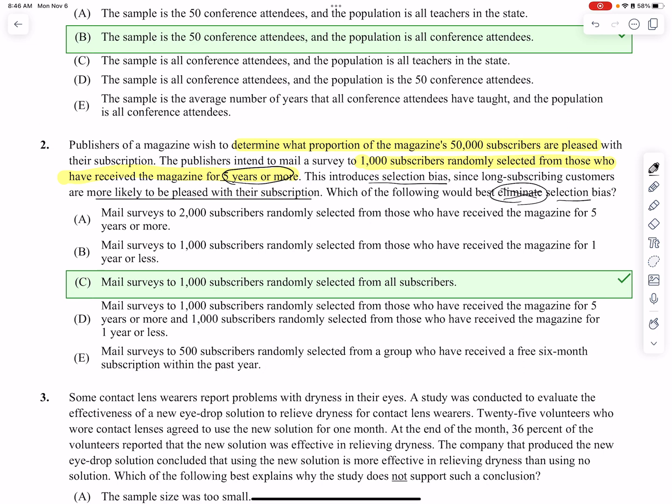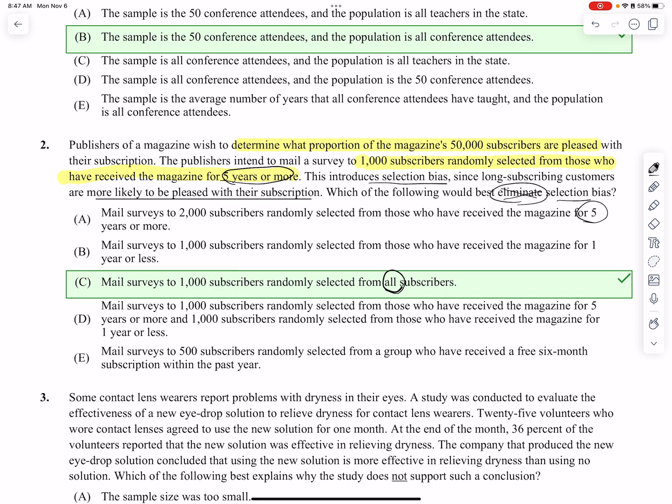So letter C. The reason letter C is correct is because if I send it to all the subscribers, then I won't be just giving it to the ones that are probably most pleased because they've been long subscribers. So those that have had it a month, all the way to those that have had it for 20 years or whatever, the whole thing. And that's going to be the selection.